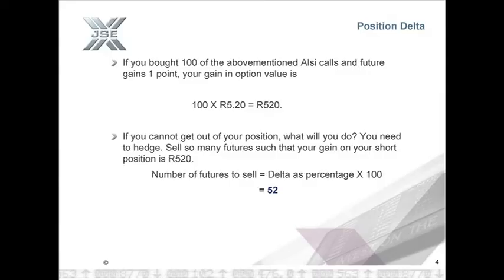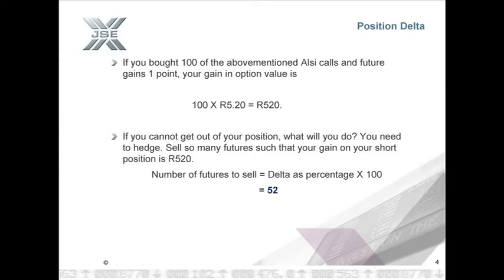Let's say, for instance, that you bought 100 of the above mentioned Aussie calls. Strike price is at the money. So you bought the call option because you hope the market is going to go up. Now we've calculated the delta, which is 52%. So if you're long 100 Aussie calls and the Aussie future contract goes up by 1 point, it means you will gain 520 Rand on that position. But what happens if you are wrong in your view and the market starts going down? If the market goes down by 1 point, you will lose 520 Rand.